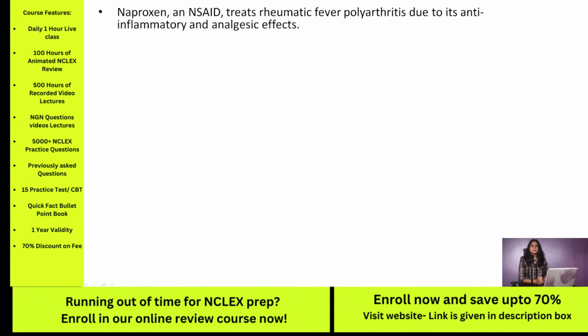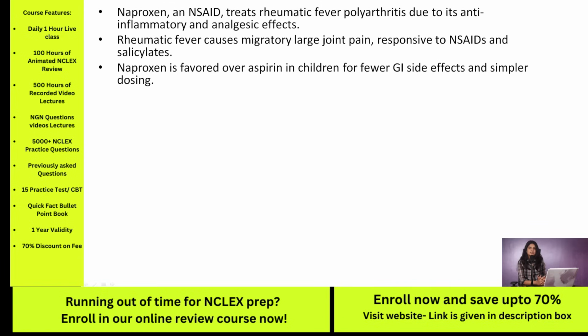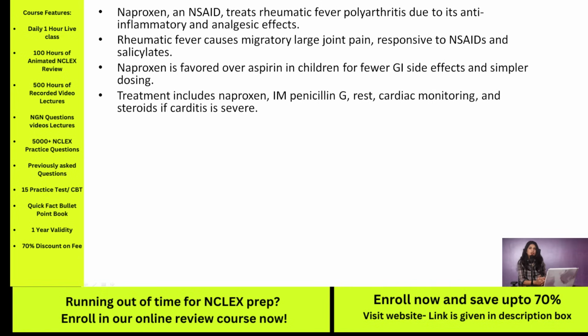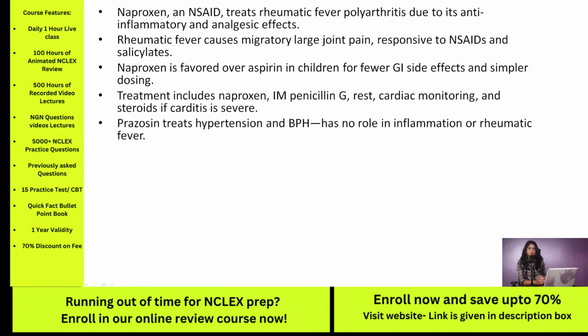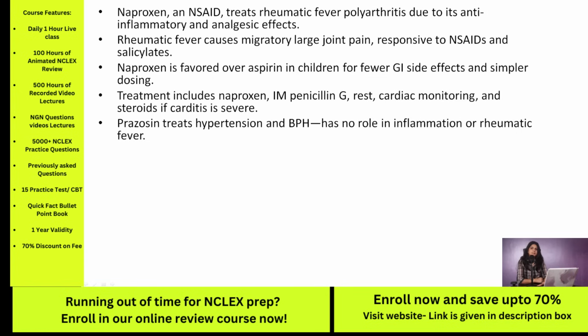Naproxen is frequently used in pediatric clients with acute rheumatic fever to manage joint inflammation and pain due to its strong anti-inflammatory and analgesic properties. Migratory polyarthritis is one of the major clinical features of acute rheumatic fever and responds well to nonsteroidal anti-inflammatory drugs like naproxen or high-dose aspirin. Naproxen is often preferred because of its lower risk of gastrointestinal side effects and its longer duration of action, making it more suitable for children.